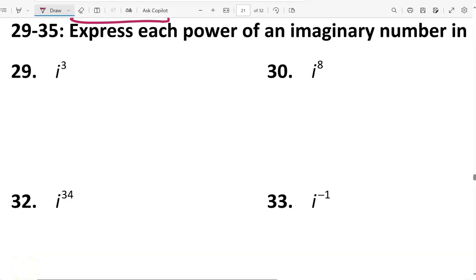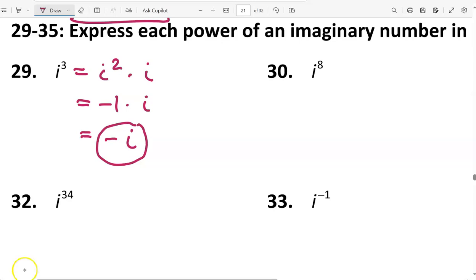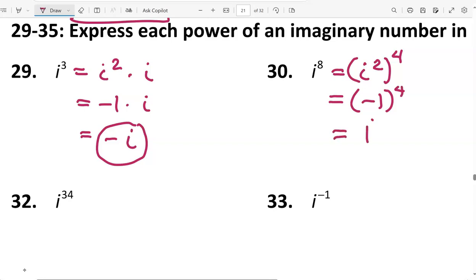In 29 through 35, we're expressing each power of an imaginary number in simplest form. i cubed can be re-expressed as i squared times i, and i squared is -1, so -1 times i is just -i. In 30, i to the 8th can be expressed as a power of i squared. It's i squared to the 4th power, which is -1 to the 4th power, and -1 raised to an even exponent is always positive, so that result is +1.